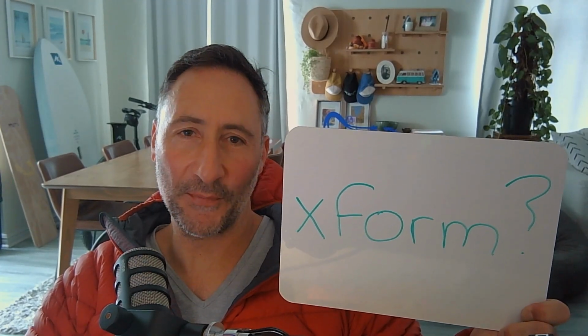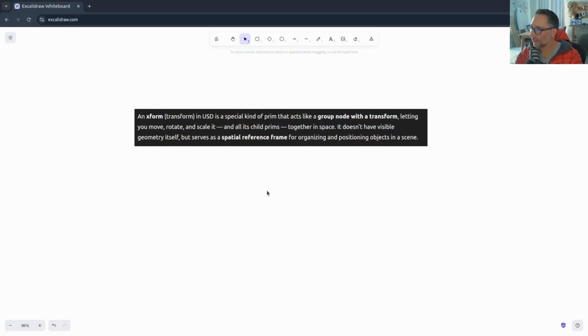What is an Xform? Let's break it down. So from ChatGPT, what is an Xform? It's just a transform, so it's short for transform, and it's a special kind of prim that groups other prims below it, and it allows you to apply transforms to that Xform, which will then cascade down and apply the same transforms to all the children within that Xform. So it doesn't have a visible geometry itself, so let's look at an example.